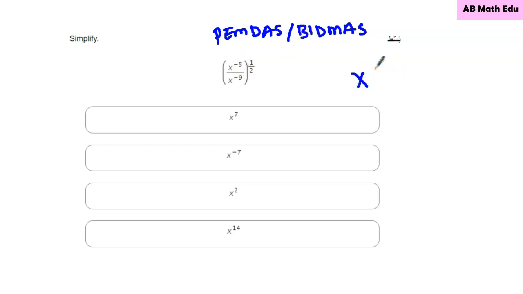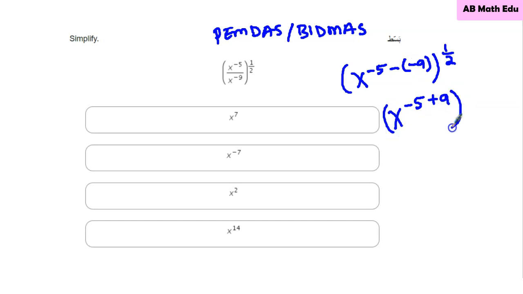X to the power 5. And then because it's dividing, it's minus. Now this one is already negative. So 9. Then you have to bring your power half here. So here will be -5. Negative becomes positive. Remember, you still have your power half here. And that will give us 4, and your power half is here.